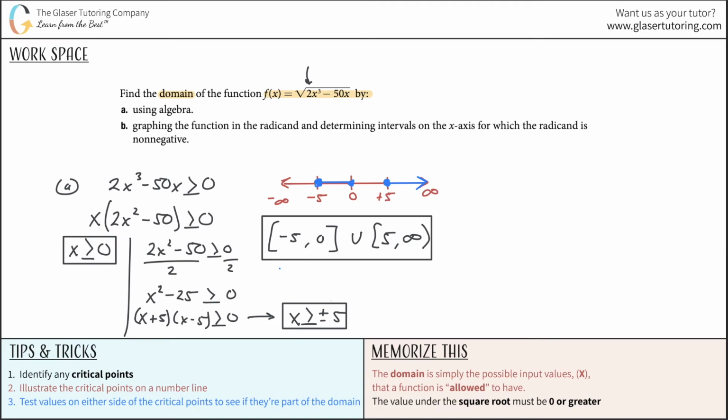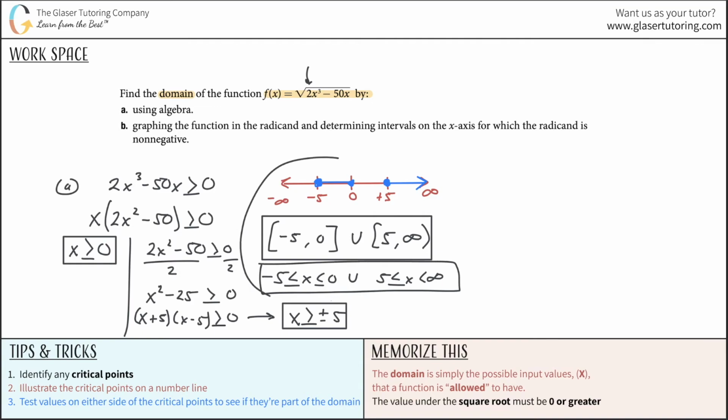All right, you can also do this in inequality form, if you wanted, right? -5 would be less than or equal to x, less than or equal to 0. Or it could be 5 is less than or equal to x, less than infinity. All right, either way, you're good. All right, so this should sum up all cases. All right, hopefully that's a pretty detailed discussion.